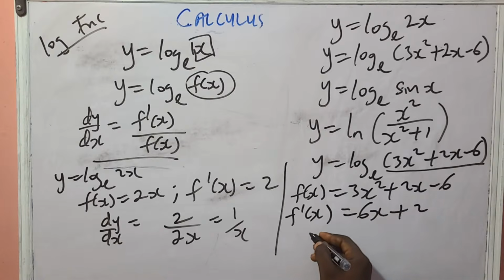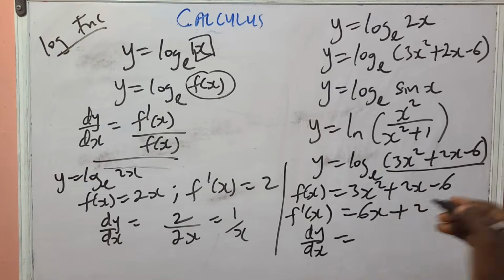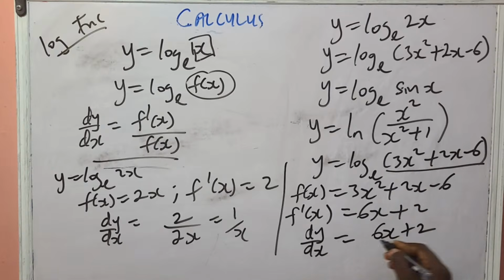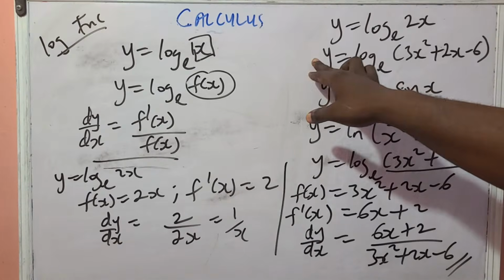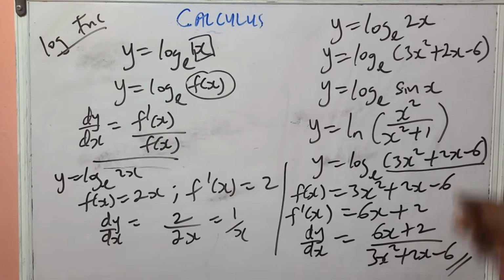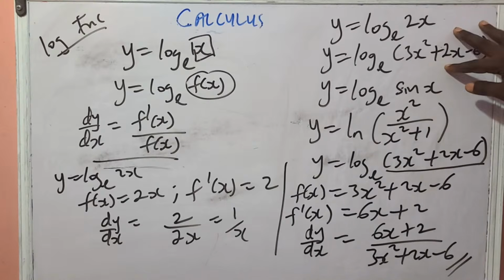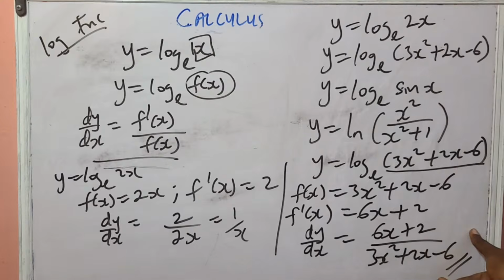So what's going to be my dy over dx? I said dy over dx is always derivative over the function. That will be 6x plus 2 over 3x squared plus 2x minus 6. So can you see how simple these things are? Just knowing the concept will always give you an edge. So if you are asked to differentiate this now, look at the answer. This is the answer. I'm sure this would have looked like impossible before you understood it much clearly. It's so simple. This is the answer.